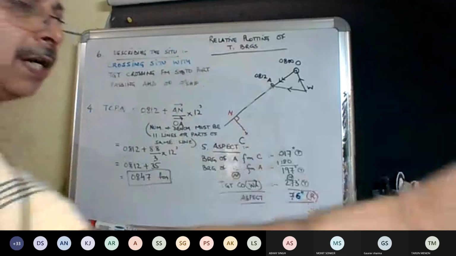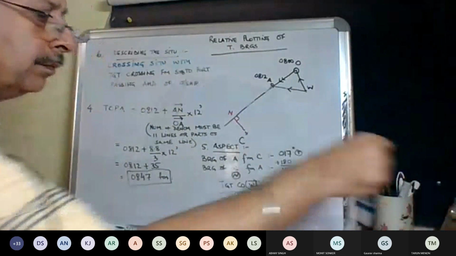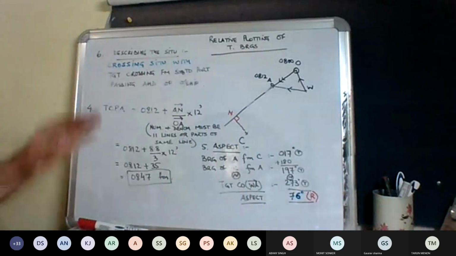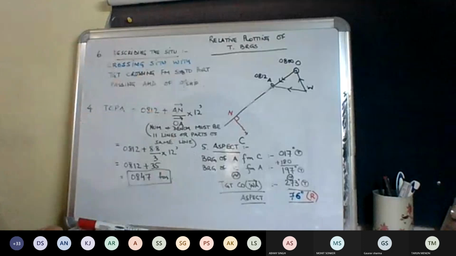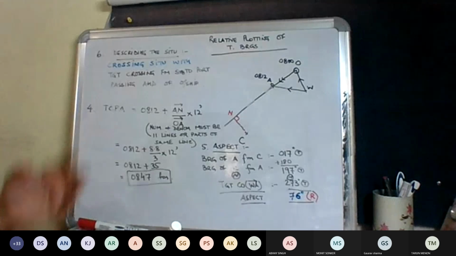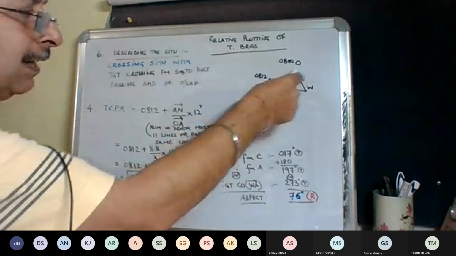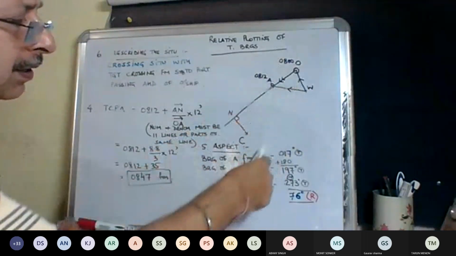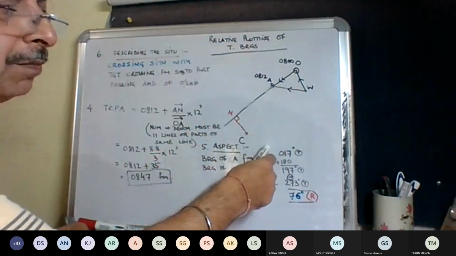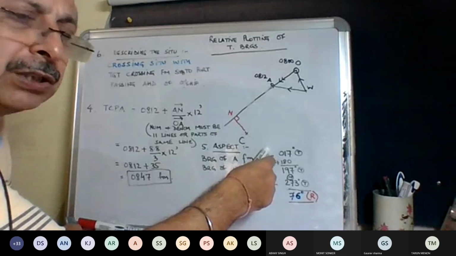So target मेरे से आगे से जाएगा. This is known as the sixth item of reporting the target. That is also known as describing the situation, also called as how is the target drawing. How is the target drawing? The target is going to pass ahead of me. If this line was passing astern of me, then I would have been passing ahead of the target. I would have been crossing ahead.